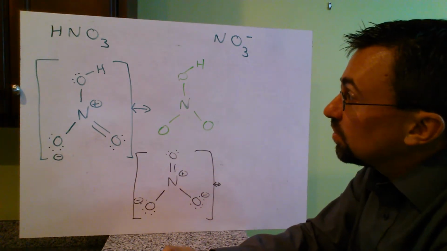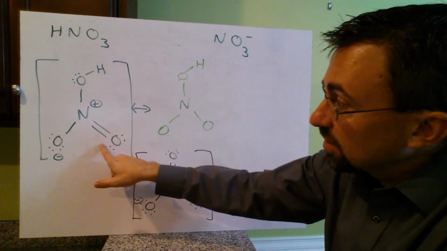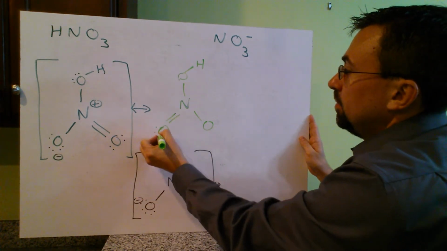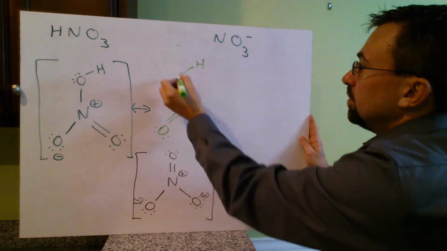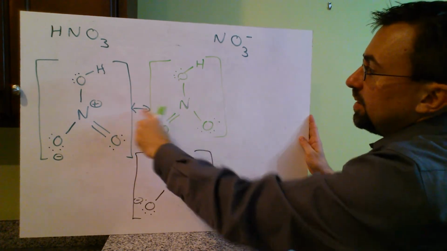Now the question then is, where can I put the double bond? Can I put the double bond here? Does that look just like this? Oxygen on its own, oxygen on its own? Sure, why not? Double bond, boom, boom, boom. And we put it in brackets, and we use a little double-headed arrow, meaning it goes back and forth.